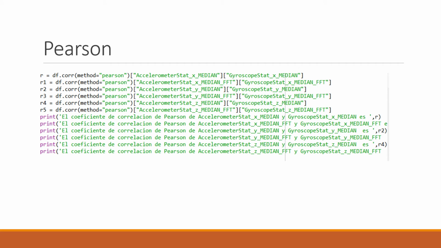For example, for Pearson, some very strong relationships are accelerometer stat Y median FFT and gyroscope stat Y median FFT. Like we can see, covariance and Pearson are like the same, and we can see that the same variables are related. So this is all for the principal component analysis, and now we will study the clustering.